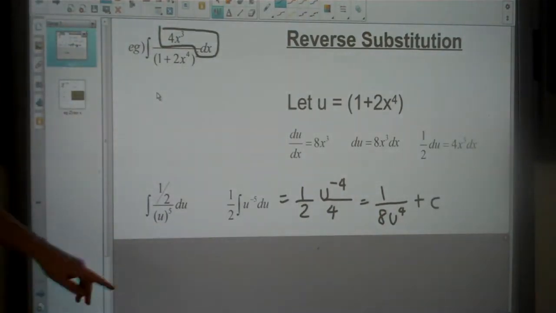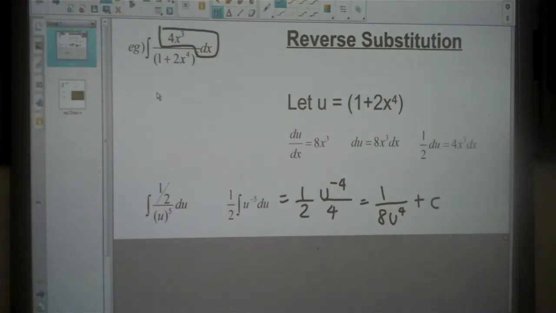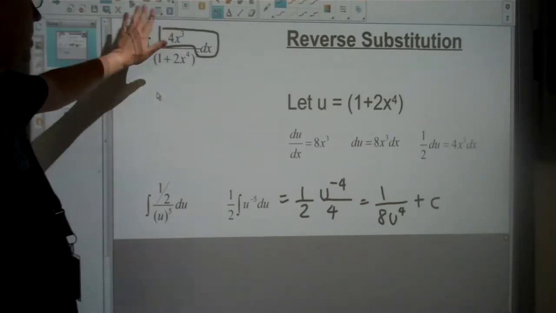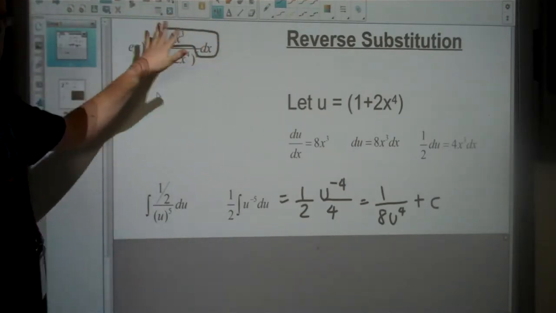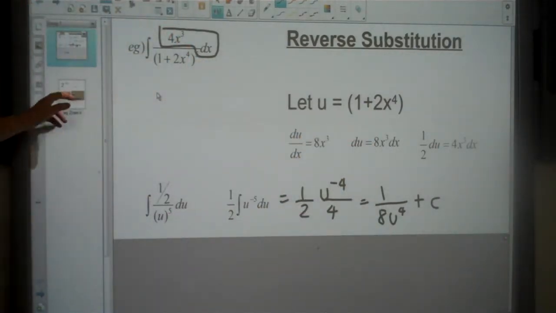And then our last step should be, where it says u, substitute back for 1 plus 2x to the power of 4. So all those steps that you saw in the first lesson still apply to these questions, but you just want to try and make this part, normally the numerator, equal to this part here.